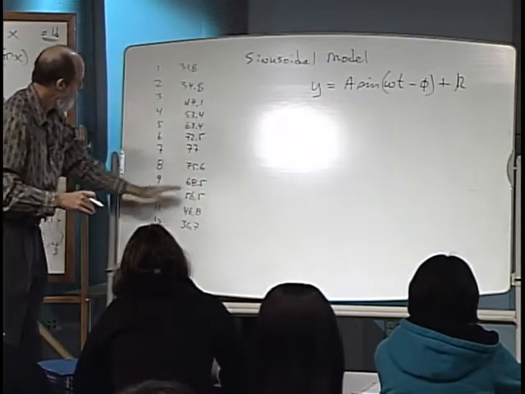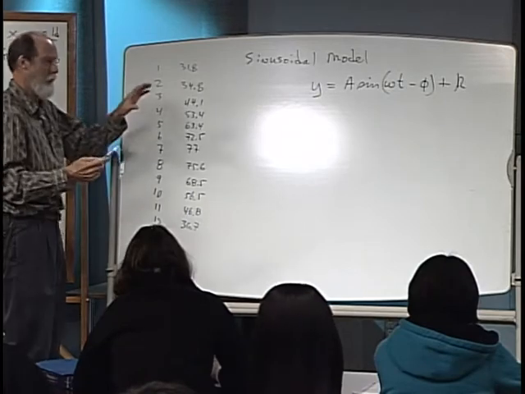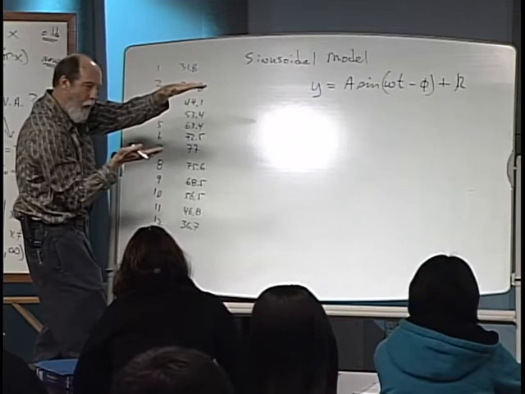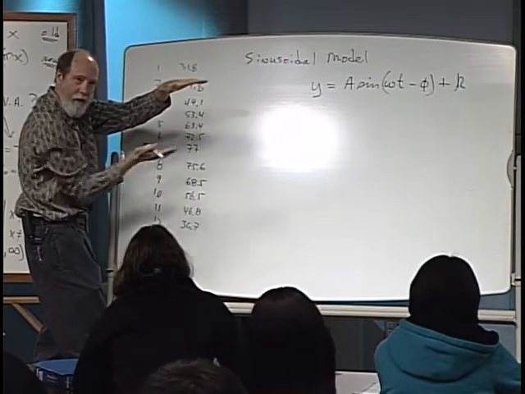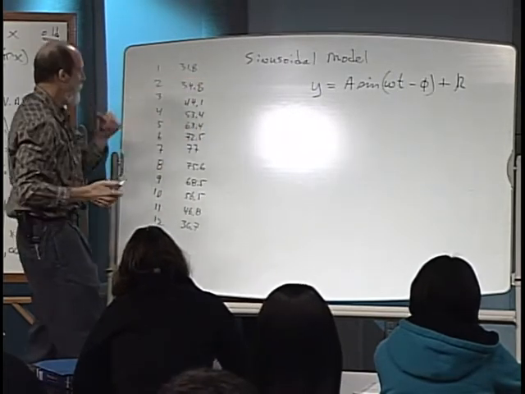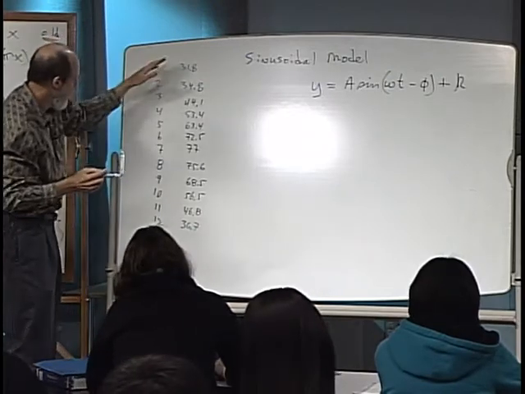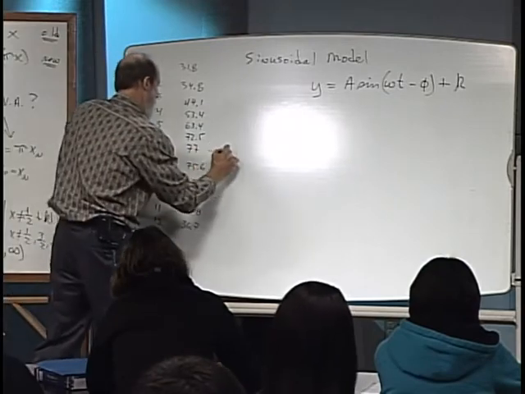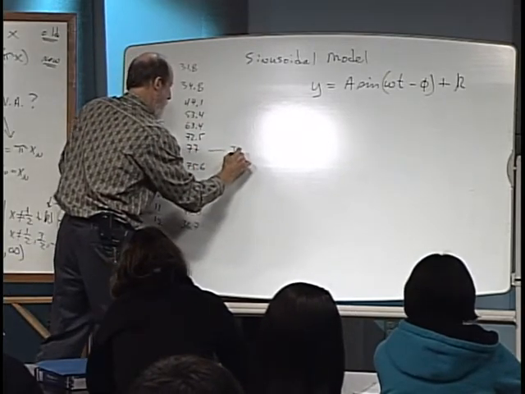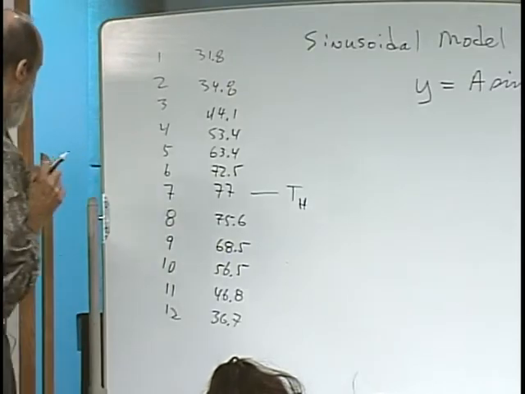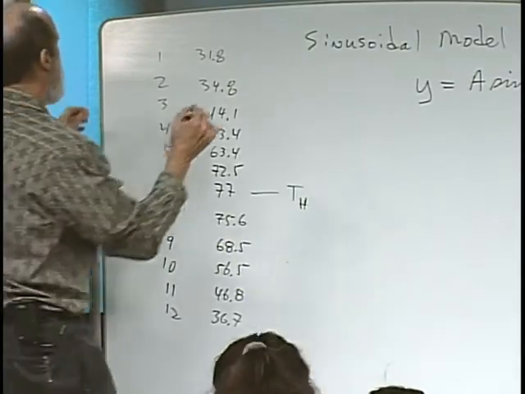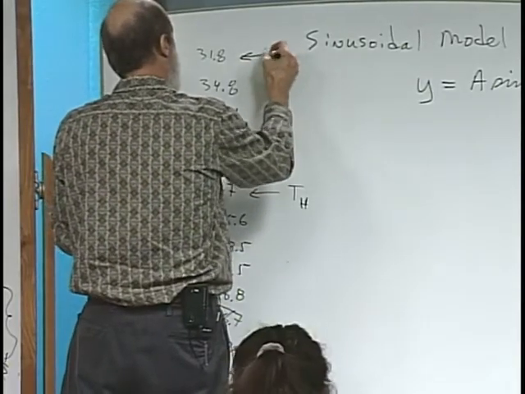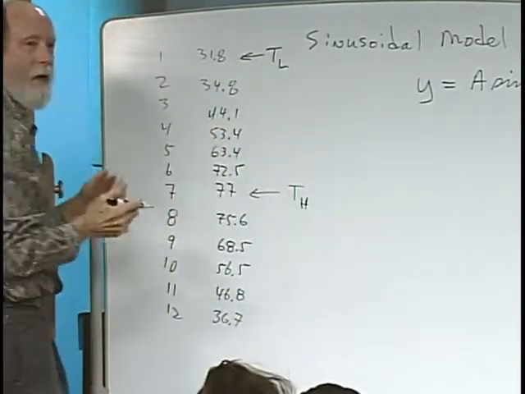Okay, so here's a data set. So amplitude, you know, is how high the thing can go and how low it goes, off the distance off of the axis, right? Off of the axis. So you look in your data set for the high temperature. 77. Here's our high temperature. Where's our low temperature? 31.8. Right here. So we have a T low and a T high.